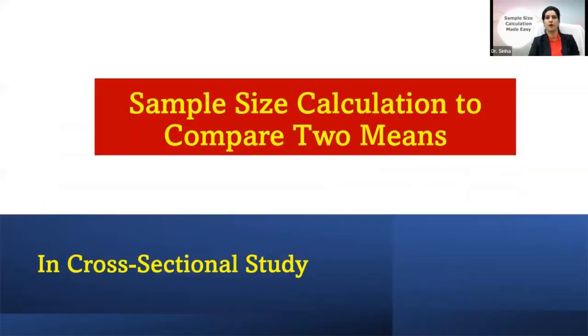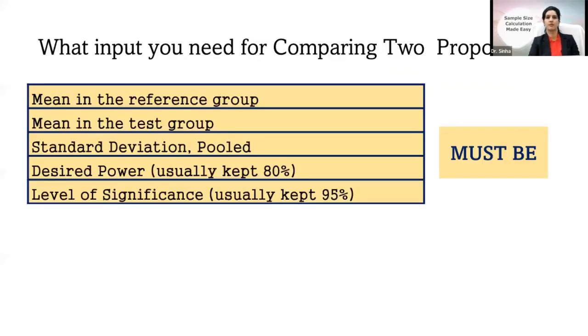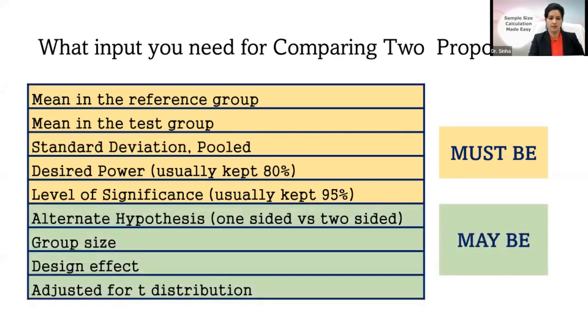So now we'll see the option of two means. This is the formula for two means. For two means, again, because it will be hypothesis testing, you need the mean in the reference group, you need the mean in the test group, and you need the pooled standard deviation. Now here the concept of pooled standard deviation comes, and this figure you may need to calculate manually, because generally we have seen that in literature this pooled standard deviation is not available. So you need to do it, and we will show you how. And then the desired power and level of significance that you will know. And then again the alternate hypothesis is one-sided or two-sided. We have discussed this, so I'll go directly.